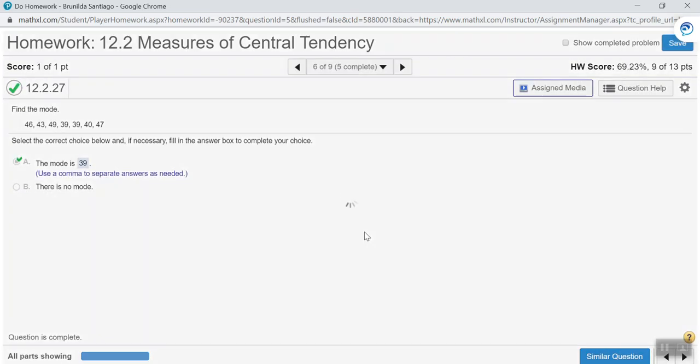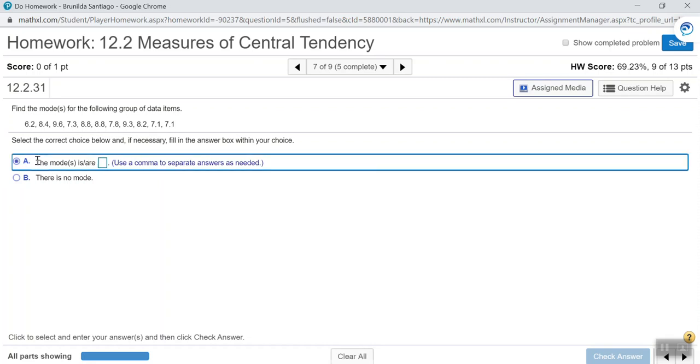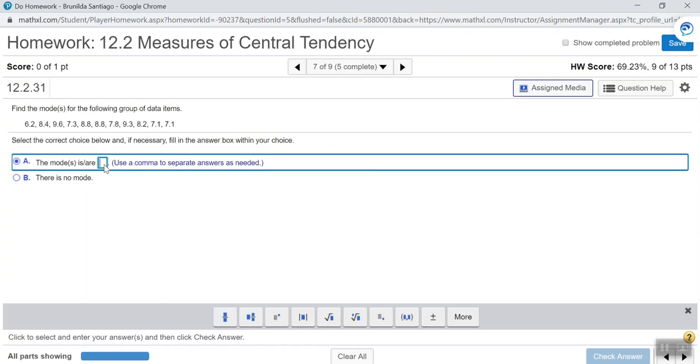Okay, next. Find the mode. So again, the mode is the one that is repeated the most. 6.2, 8.4, 9.6, 7.3, 8.8. 8.8 is there twice. 7.8, no, 9.3, 8.2, 7.1 is there twice. So therefore, we have two that are repeated the same amount of times. So this one is called bimodal. So it will be 8.8 separated by a comma, 7.1.